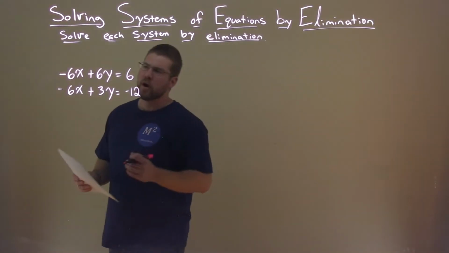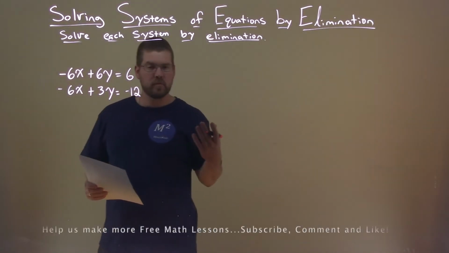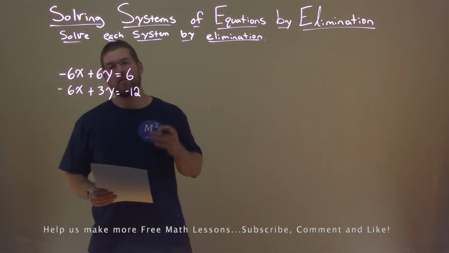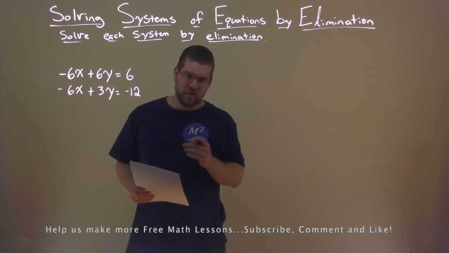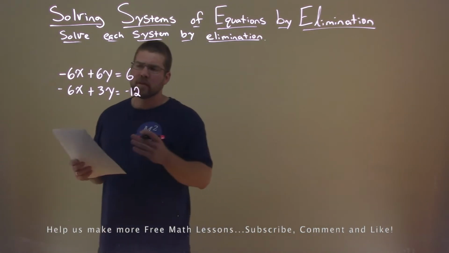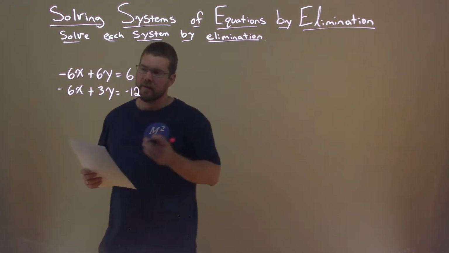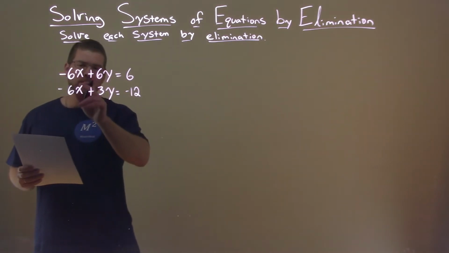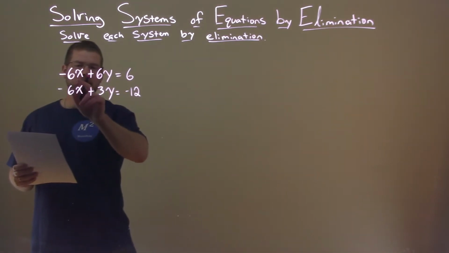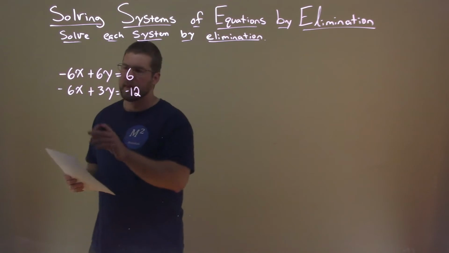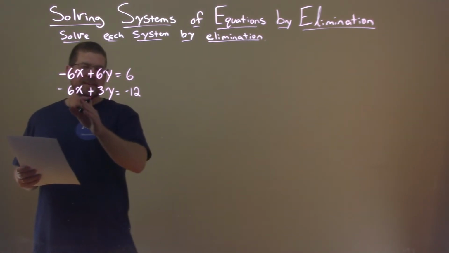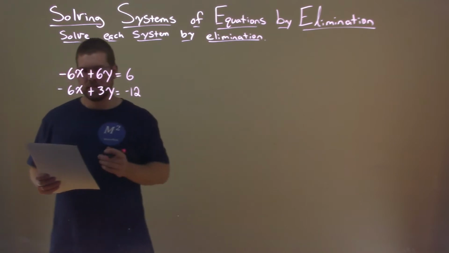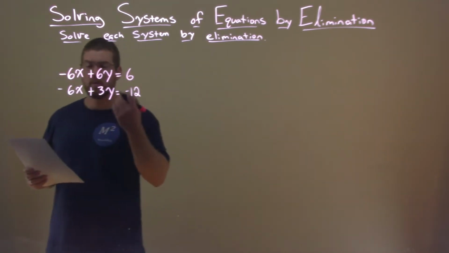So we're given this problem: negative 6x plus 6y equals 6, and negative 6x plus 3y equals negative 12. And we're solving by elimination. The goal of elimination is to eliminate a variable. I see here the negative 6x and negative 6x is my target. We're very close to eliminating them, but I can't just add them together, and I like to add for elimination. So what am I going to do?